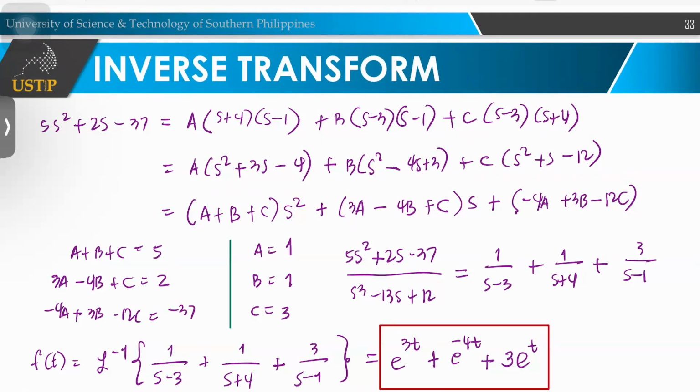Okay, so I think that would be all for the inverse transform. The next lecture will be about the derivative, and we're going to solve some initial value problems of linear ODEs, using the Laplace transform already.